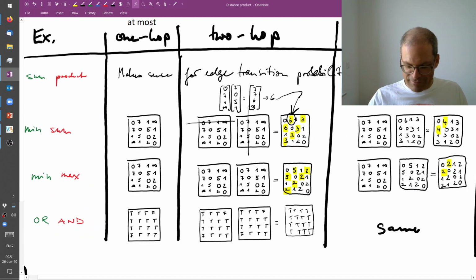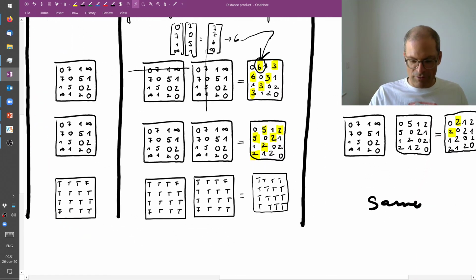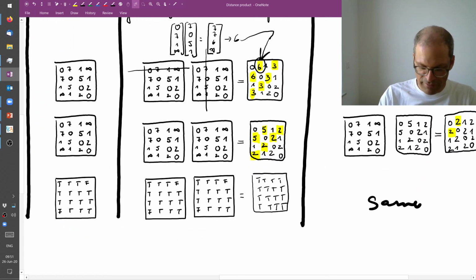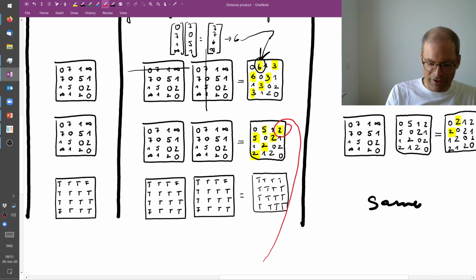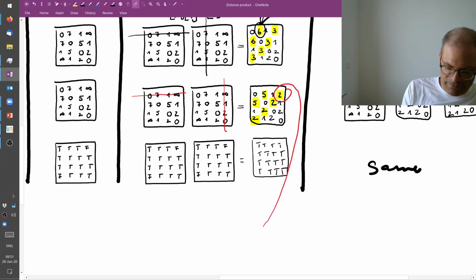And yeah, maybe we can do one worked example. So I'm going to look at this element here. So I'm considering this row and this column: 0, 7, 1, infinity, and infinity, 1, 2, 0.